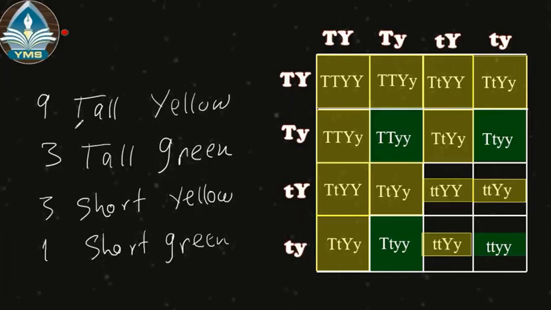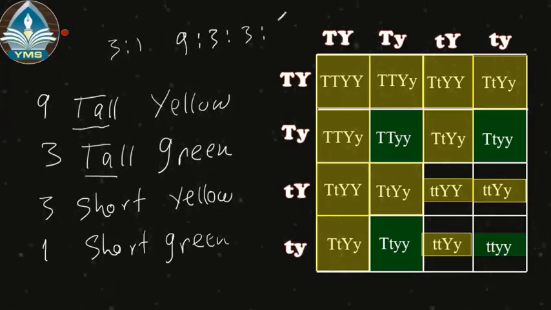So as you can see, if we take the features one by one, how many tall do we have? We have 9 to 3, so the ratio is still 3 to 1. But now, all together, they pass independently, and they give you different ratios. The ratio was 9 to 3 to 3 to 1. So this explains Mendel's second law, which is the law of independent assortment.